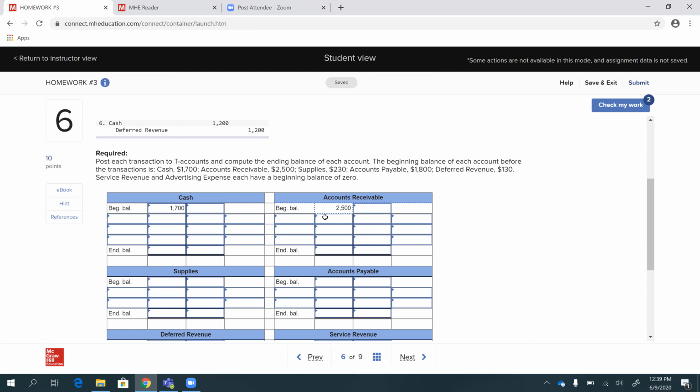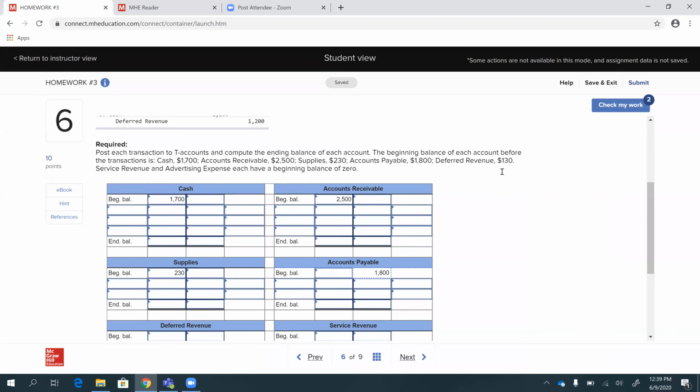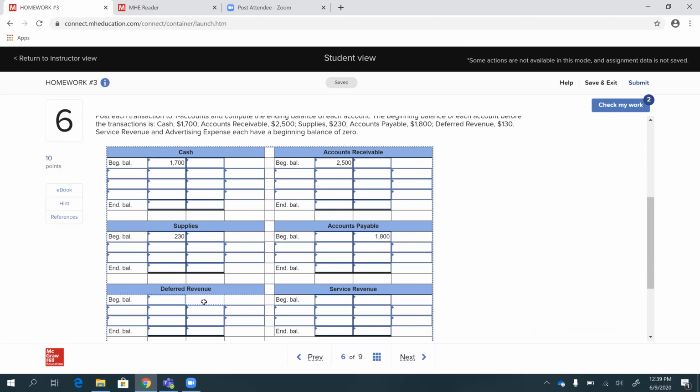Supplies is an asset, so we record a beginning debit balance of $230. Accounts payable, we have to pay someone, is a liability. Therefore, the beginning balance is $1,800 on the credit side. Deferred revenue, remember, is a liability. Somebody has paid you for something, but you haven't yet provided the goods or the services. So we want to record the $130 credit.